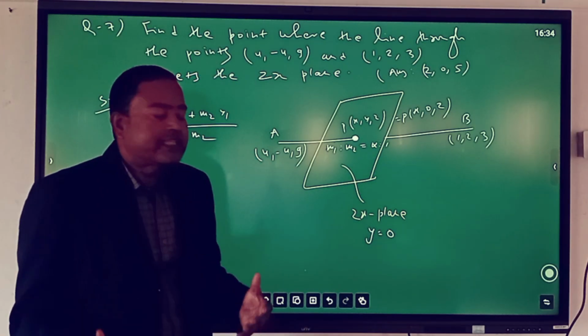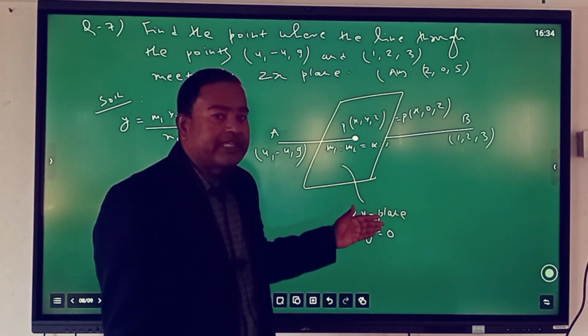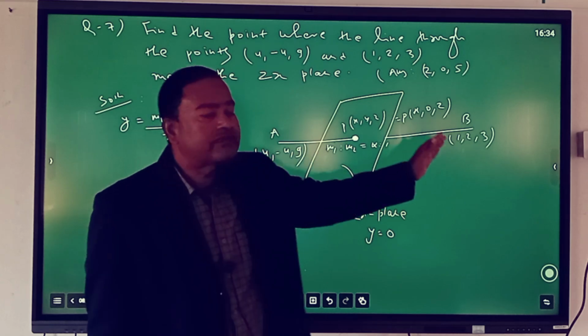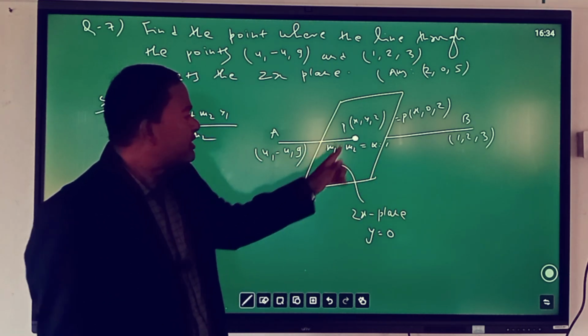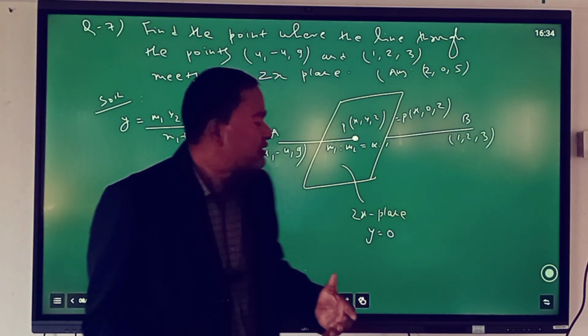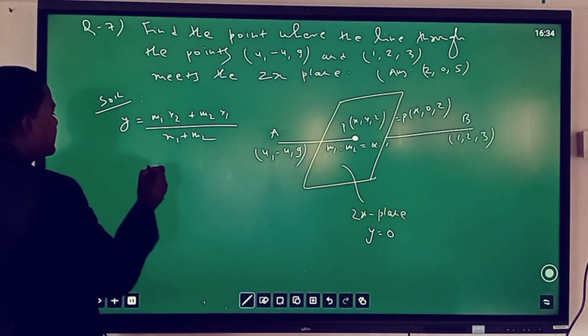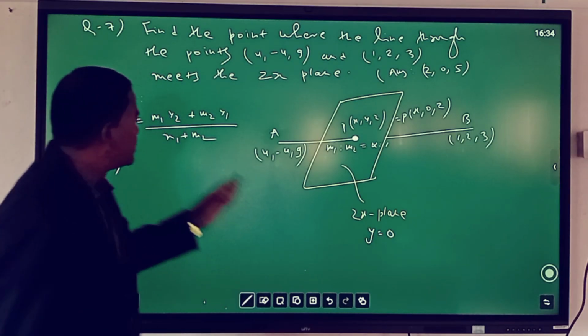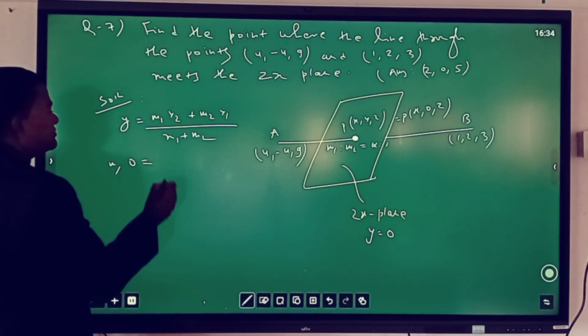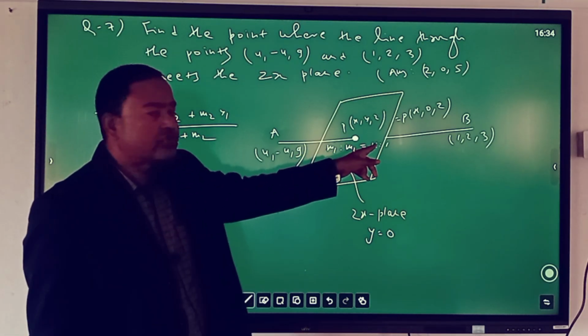And let us suppose that the zx plane divides the join of the given 2 points from the point P in the ratio of k is to 1. The value of y is 0 in the zx plane, so let's put the value of y as 0. And m1 we have supposed as k.